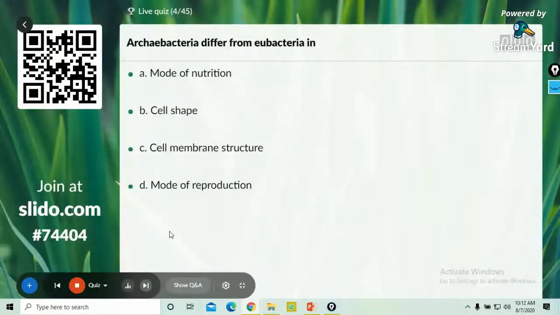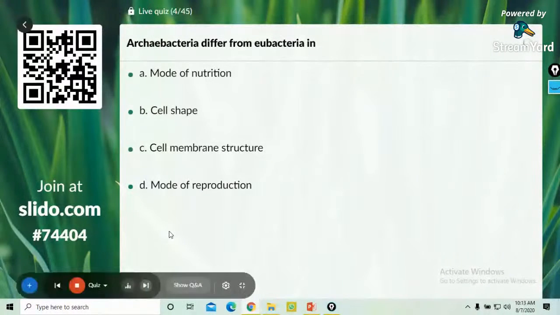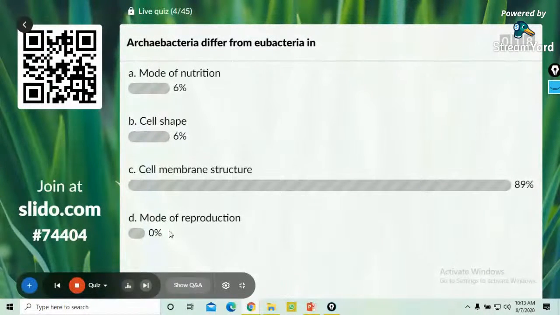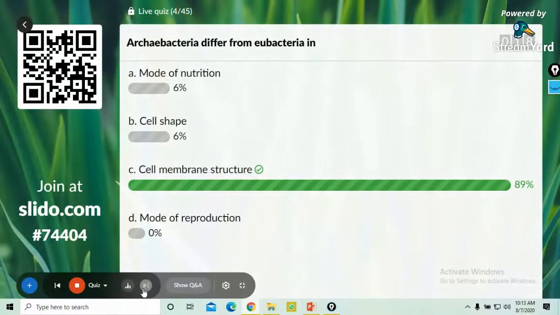Fourth question on the screen. Simple question from the chapter Biological Classification. Archaebacteria differ from eubacteria in having the mode of nutrition, cell shape, cell membrane structure, mode of reproduction. Yes, 89% with 1 second. So the correct answer for the question is option C.